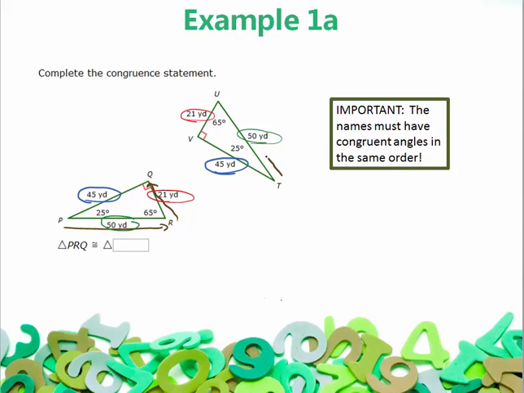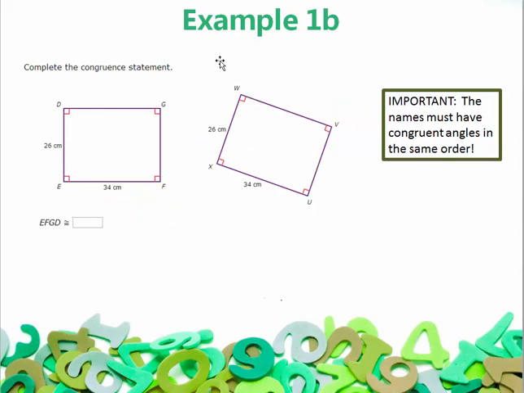So we go from the 50 yards to the 21, we need to go from T to U to V, and then follow 45 back. Do you see how I went in order? So my answer is going to be T, U, V. And yes, the triangle needs to be in front. Make sure you fill that in correctly, and it's very important that the names have the congruent angles in the same order. Here's example 1b.